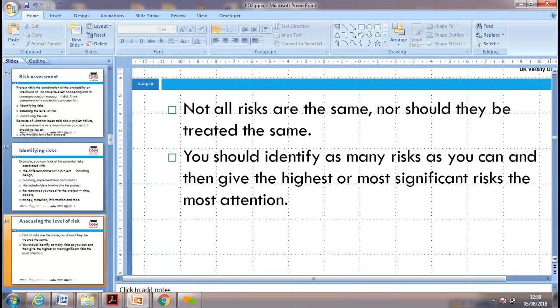How can we assess the risk? No risks are the same, and they should not be treated the same. So you should identify as many risks as you can. Like sitting in a room, what are the risks involved? Hot chocolate, bringing a glass, someone can fall down, or asking a little one to hold things.